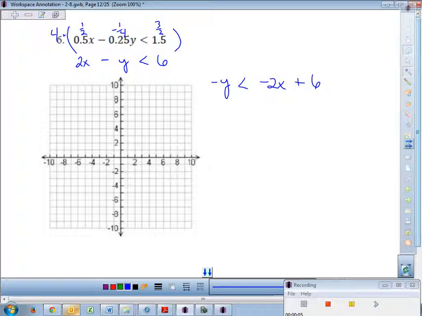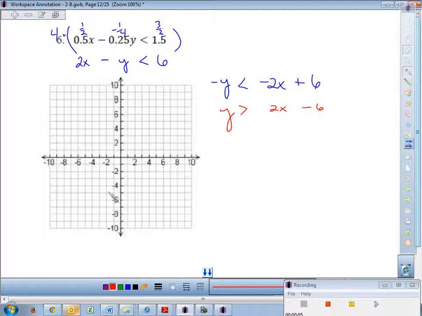Is y all by itself? No. I got to get rid of that negative, and how do you get rid of the negative? You could either multiply by -1 or divide by -1 and get the same thing. So this would become a y, this would become a 2x, that would become a -6. Symbol, stay the same or switch? Got to switch, because we multiplied by a negative.